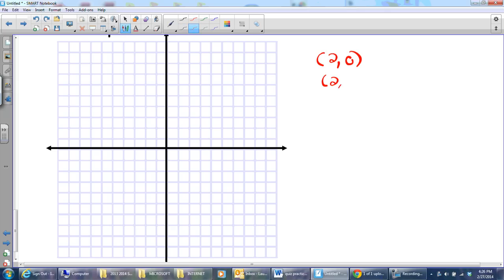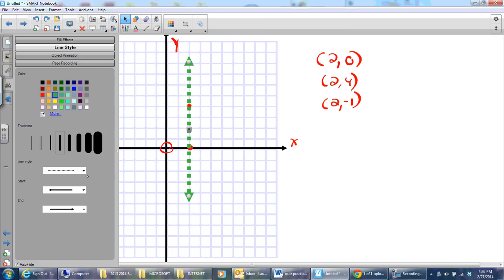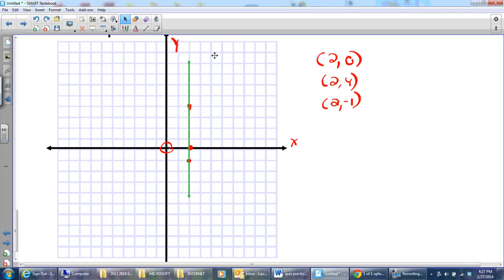(2, 0), (2, 4), how about (2, -1)? Okay, so if this is my origin, there's the x-axis, the y-axis, (2, 0) right here, (2, 4) is right there, I believe, and (2, -1) is right there. I'll get a vertical line, right? Going like this, and of course it'll be a solid line. I'm going to make that a little bit thinner. There we go.